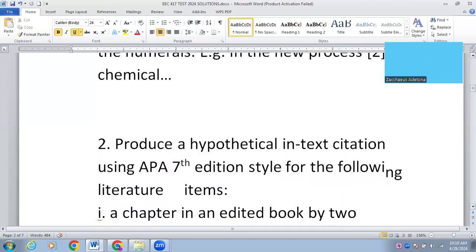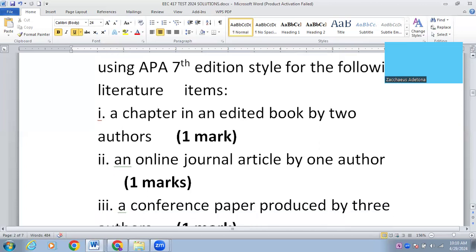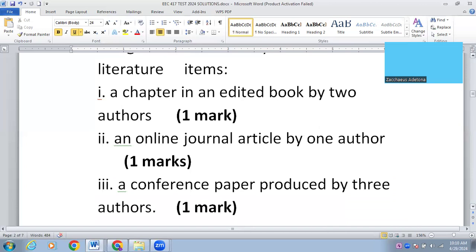All right, that is the solution to number one. Number two, we have the question here. It asks us to produce a hypothetical in-text citation using the APA 7th edition style for the following literature items. So we have three hypothetical literature items. The first one is a chapter in an edited book by two authors. The second one is an online journal article by one author. And the last one is a conference paper produced by 3 authors. So we are going to demonstrate hypothetically how we can cite these different literature items.